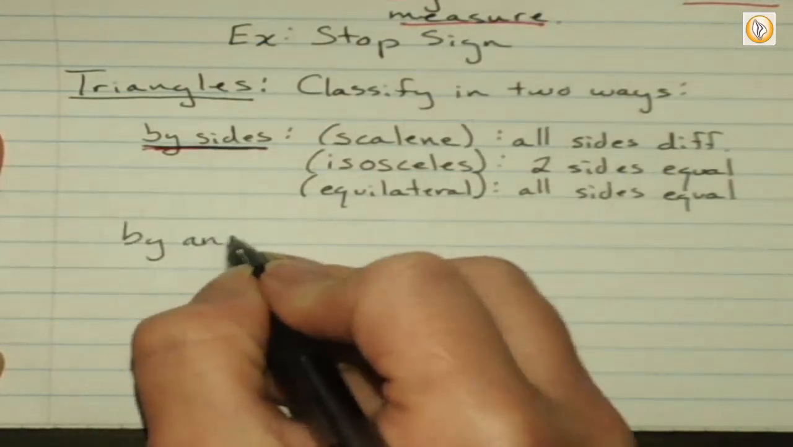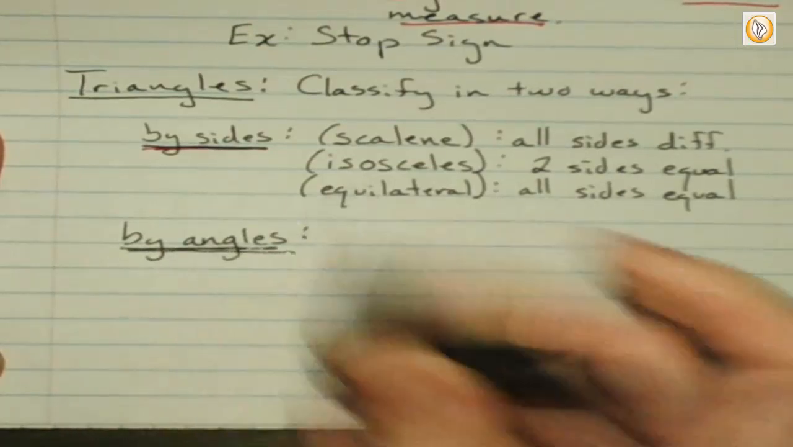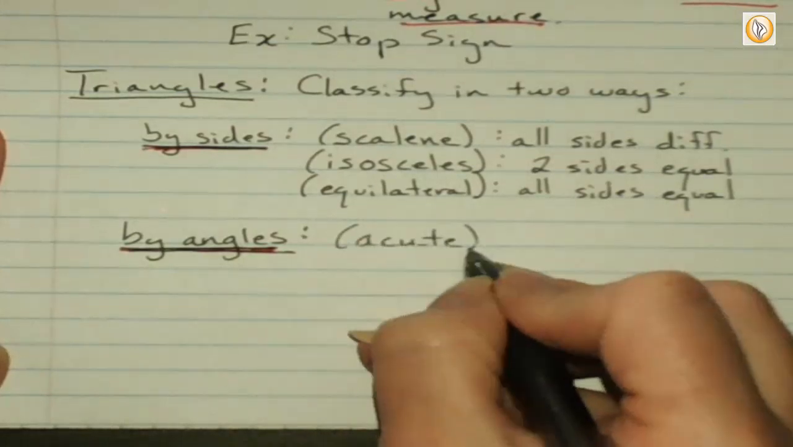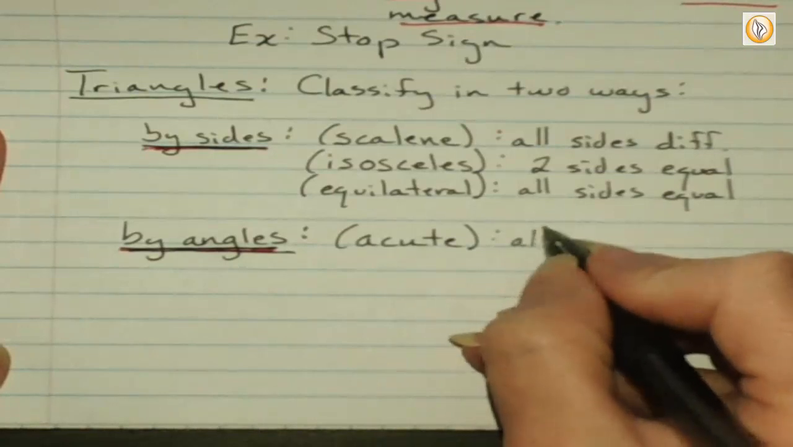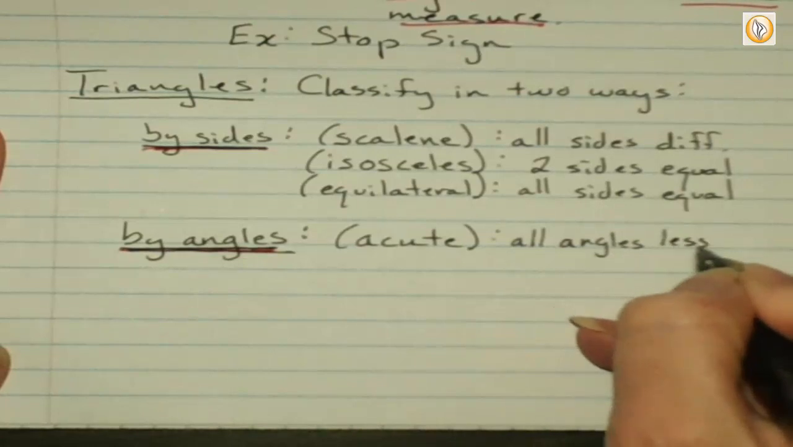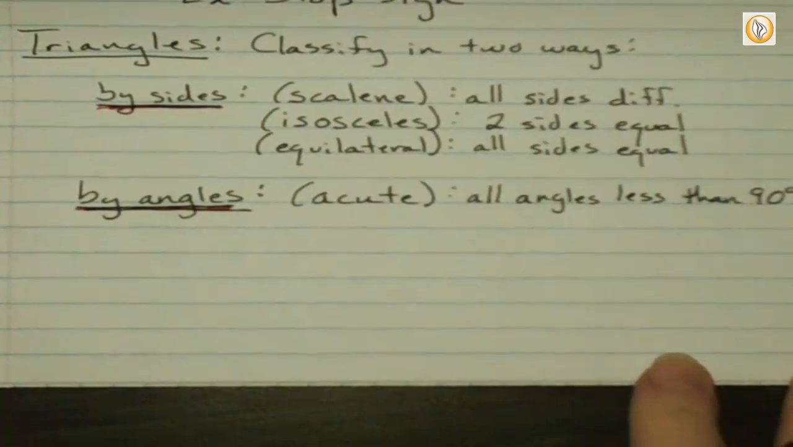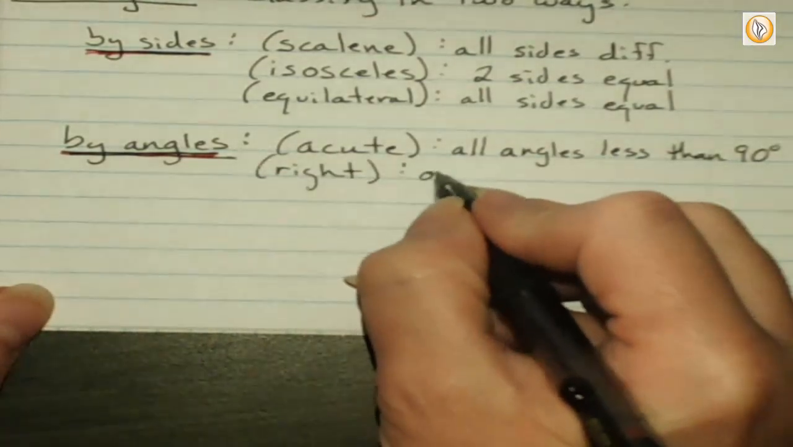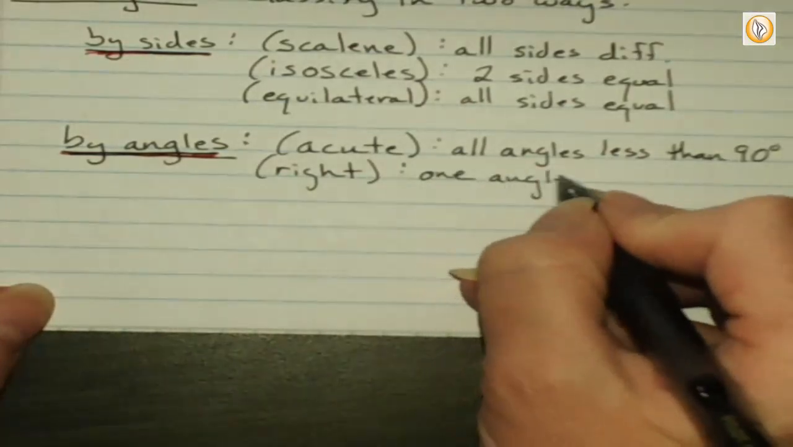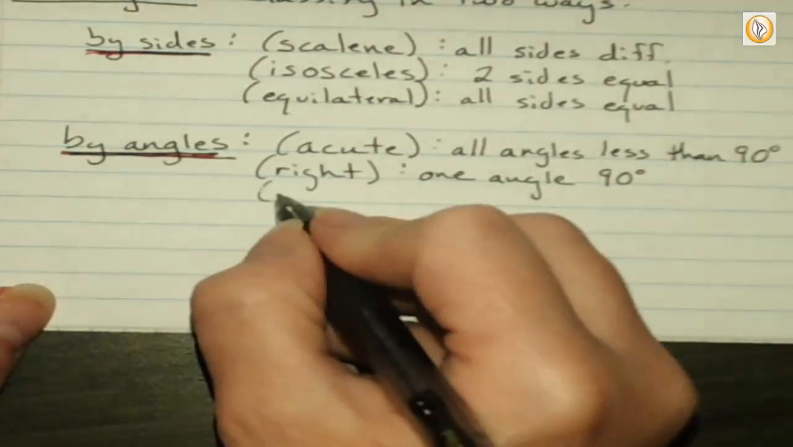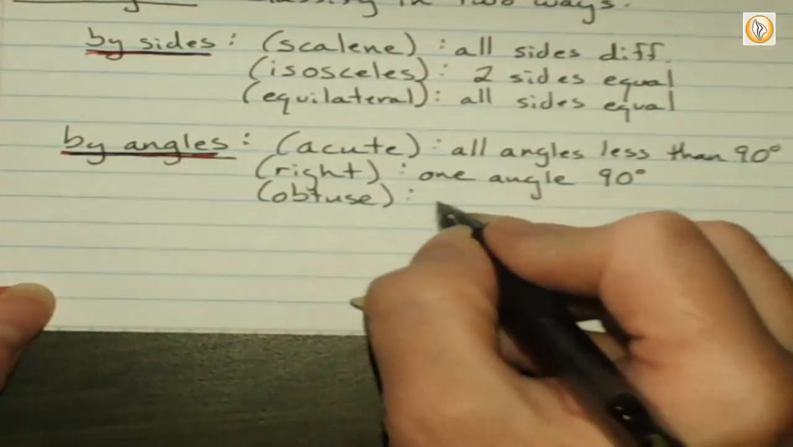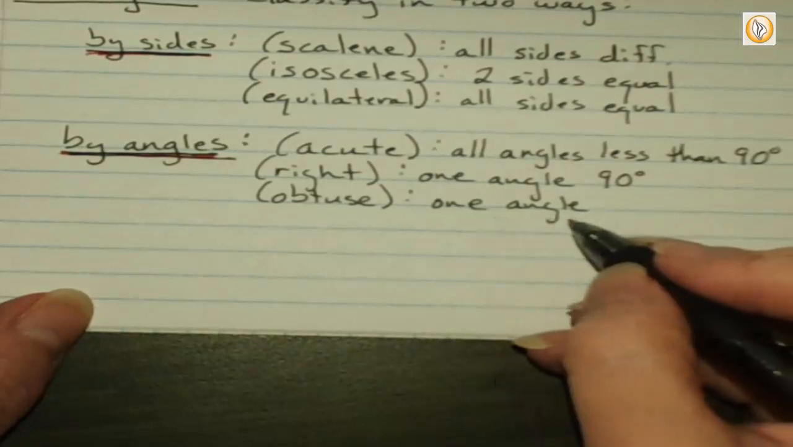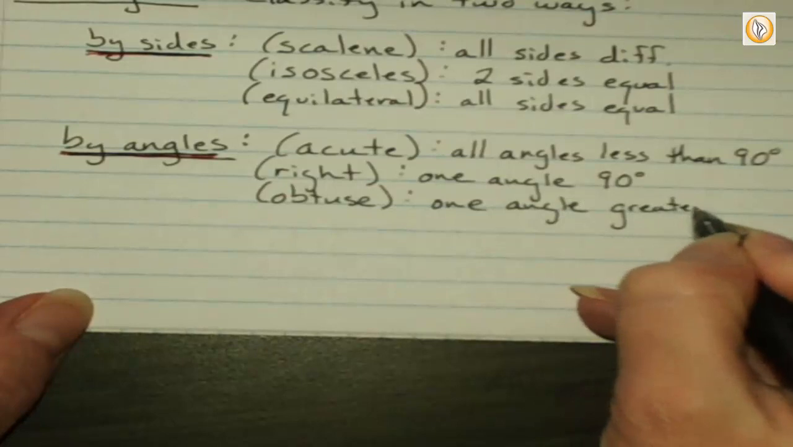You can also classify them by angles. Acute is acute angle. All angles less than 90 degrees. You can classify it by right. And then I'll slow down. The right angle. One angle 90 degrees. And then obtuse. Big boy. That's all right. Big angle. One angle. No, one angle. See, now I'm going to write angle. One, because of y'all. One angle. Angle greater than 90.